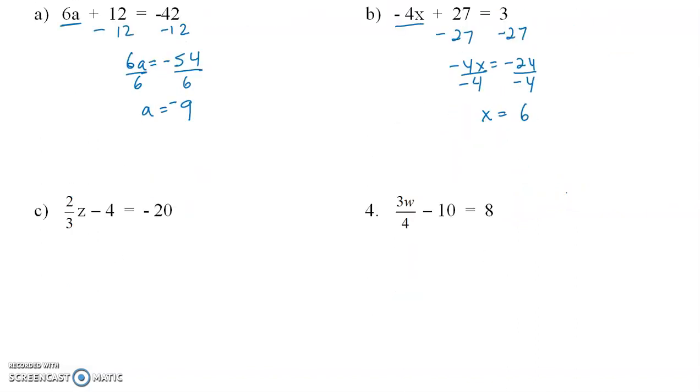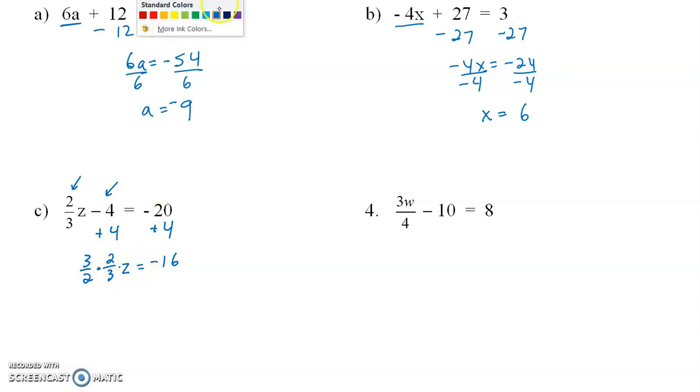Question C is first a subtraction that I'm going to have to get rid of, and then the fraction, which I'm going to have to get rid of. So I'm going to get rid of that minus 4 by adding 4 to both sides. And that'll leave me with 2/3 z, and on the right side, it'll be negative 16. This is a multiplication of 2/3, and I could divide by 2/3, but it's going to be too messy. So instead, I'm going to multiply by the reciprocal of that coefficient, right?